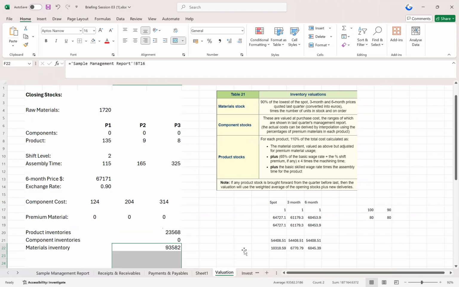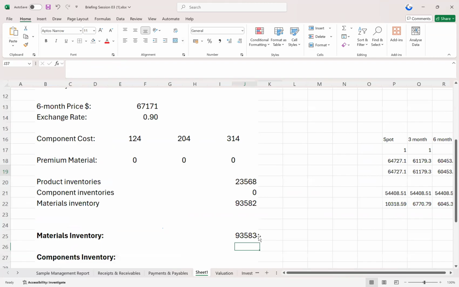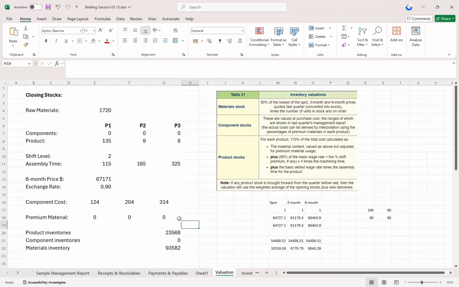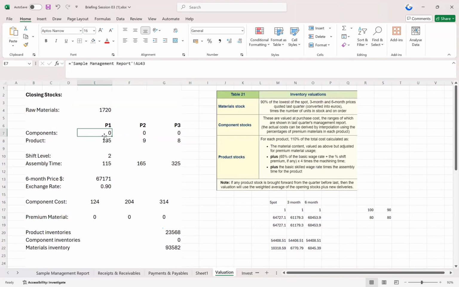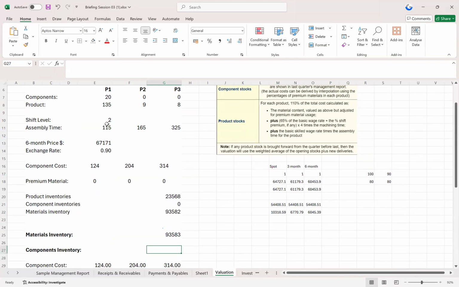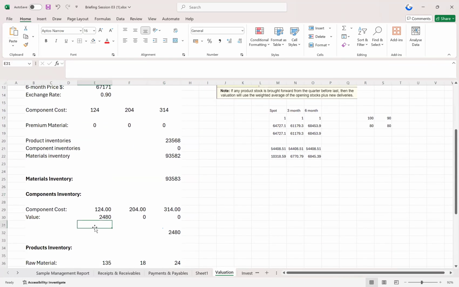Okay. There is a reason why I said this statement, and I'll tell you why. Let's hold on to this doubt and see the components now. For components, it says they are valued at purchase cost, the range of which is shown in the last quarter's management report. In this case it was 0, so there was nothing. If this was 20, then the component inventory valuation would be 124 multiplied by 20, which comes to 2480.